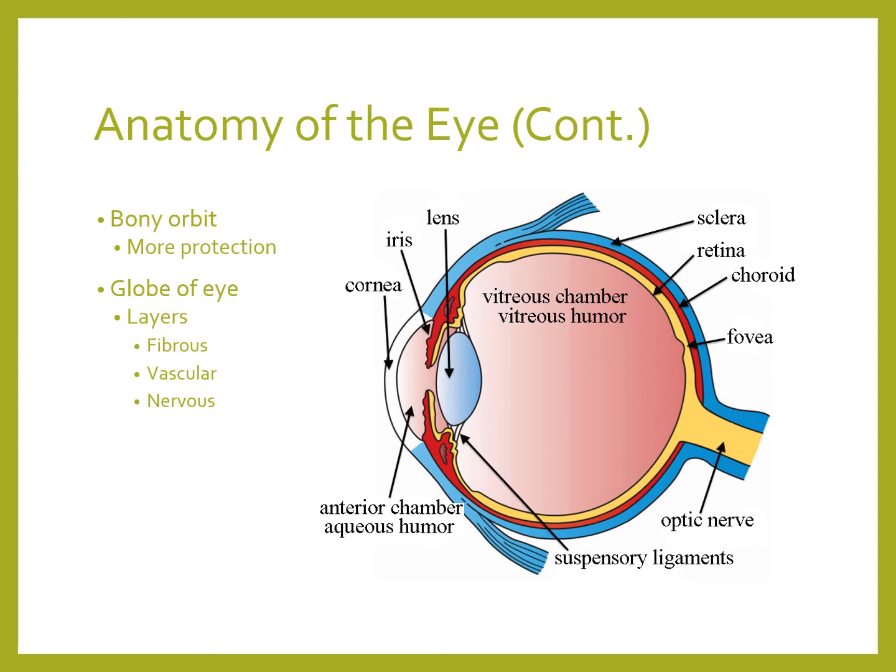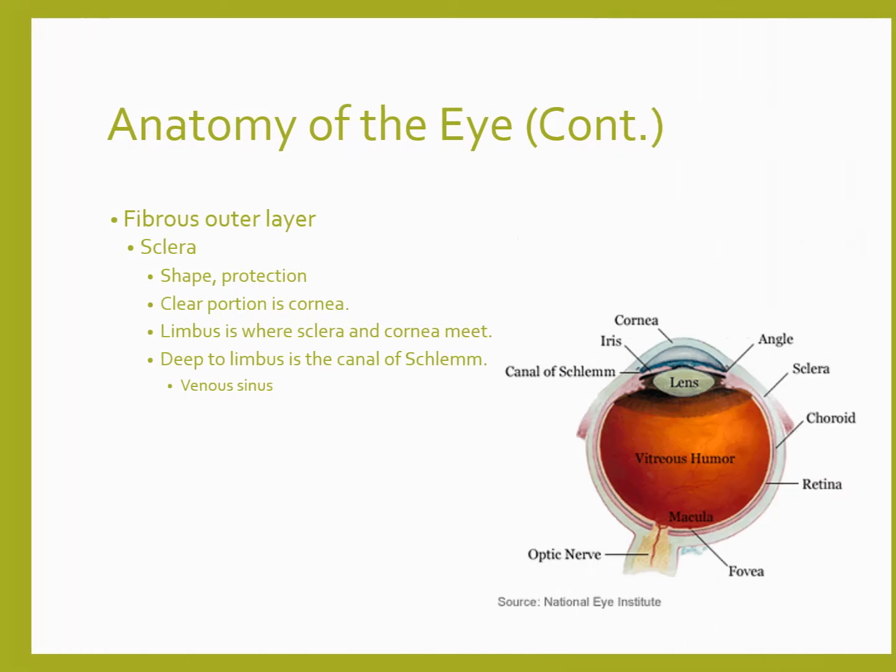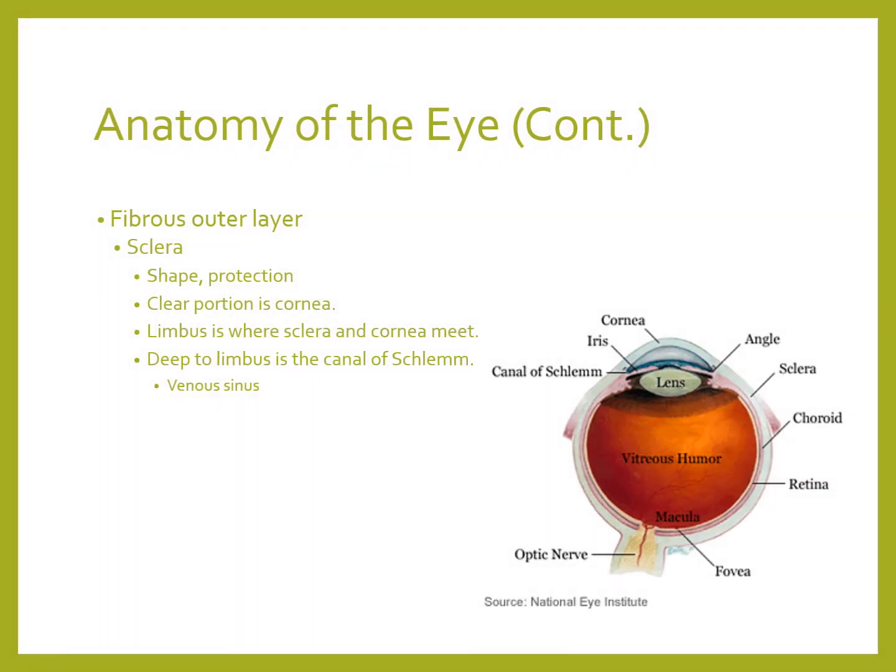Like the conjunctiva, the bony orbit also protects the eye with the support of fat and fascia. The eye itself has three layers: the fibrous layer, the vascular layer, and the nervous layer. The outer layer of the eye, or the sclera, is the first part of the fibrous layer. It gives the globe of the eye its shape, and you might know it better as the white of the eye. The limbus is the area where the cornea and sclera meet. Deep below the limbus is a venous sinus called the canal of Schlemm.